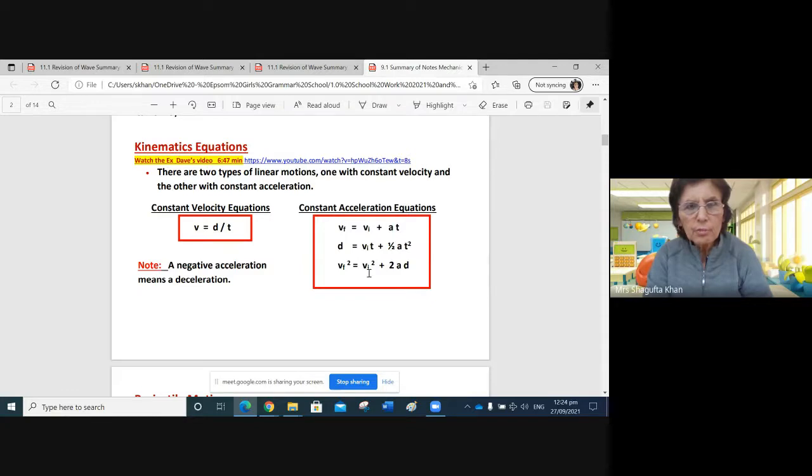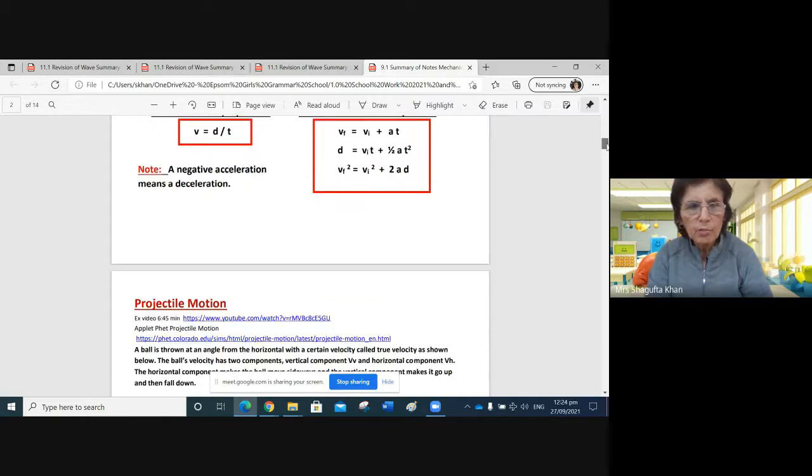These equations can be used if an object is moving in a horizontal direction with an acceleration, or if an object is moving down or up in a vertical direction. The only thing is that the acceleration will be 9.8, positive on the way down, negative on the way up. So these equations can be used for these cases, but most often you will be asked questions on projectile motion.